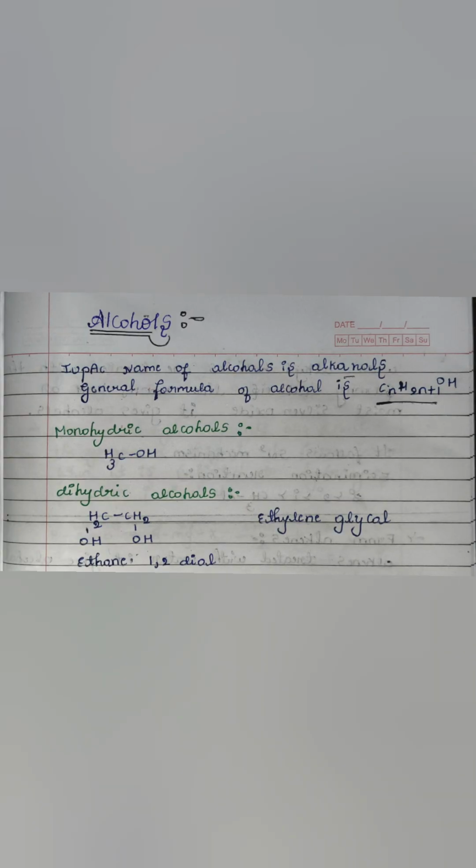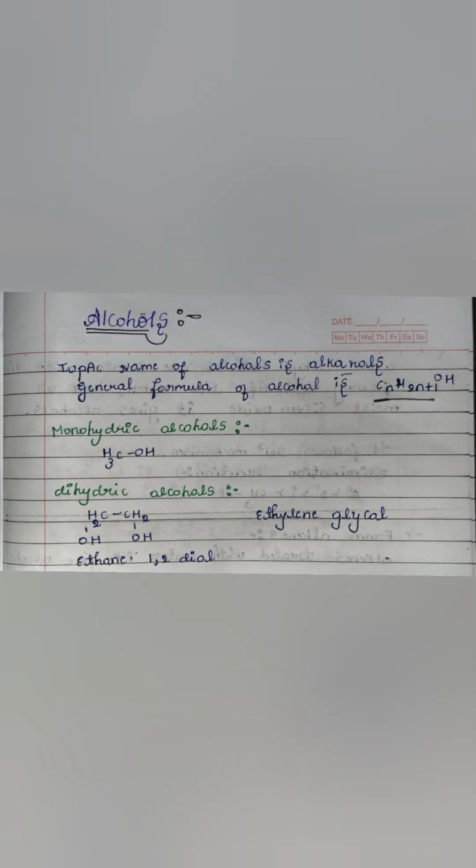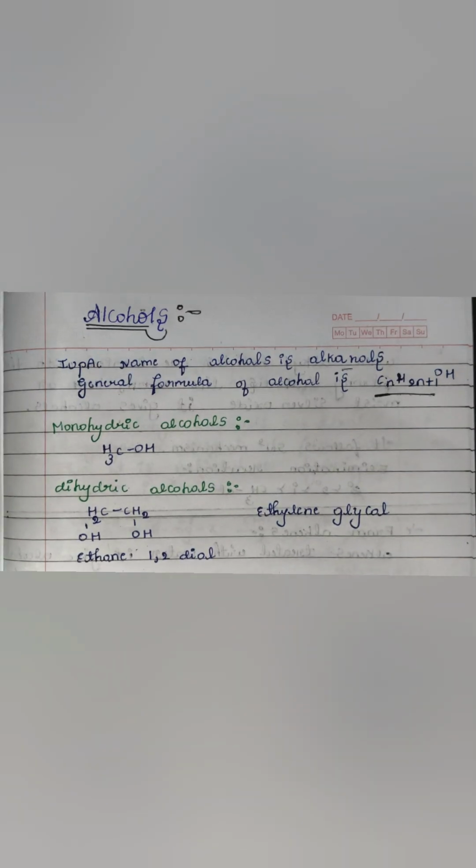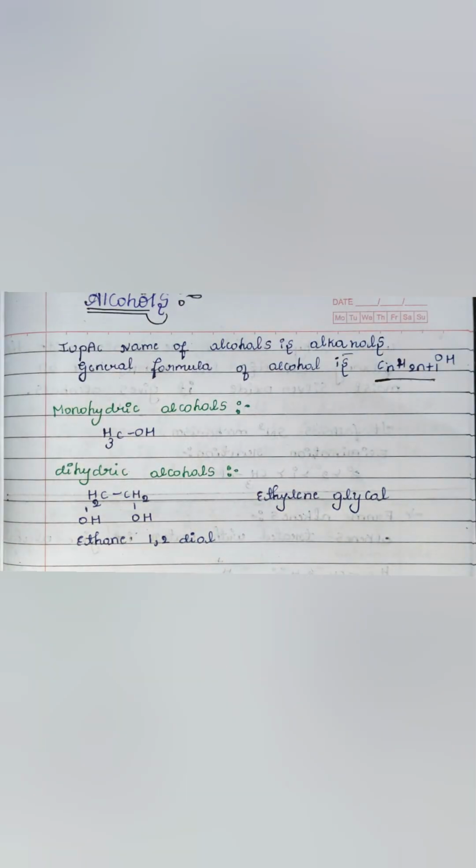Monohydric alcohols: if a hydrocarbon contains one OH group, we call it a monohydric alcohol. Dihydric alcohols: if a hydrocarbon contains two OH groups, we call it a dihydric alcohol. Example, ethane-1,2-diol. The common name of this compound is ethylene glycol.